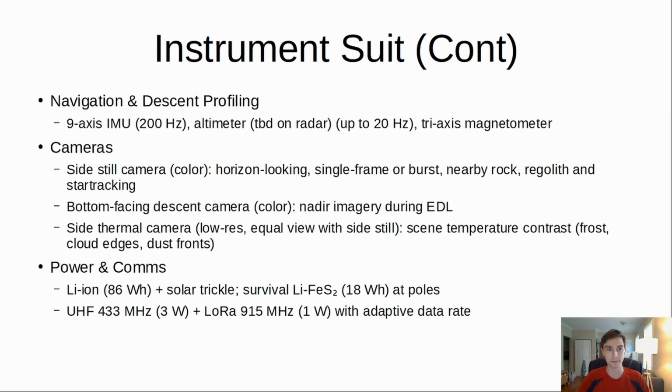So, navigation and descent profiling. We'll have a 6-axis IMU polling at 200 hertz, and an altimeter. Right now, I'm not quite positive on which way I want to approach. Part of me actually wants to do a pitot tube because they're highly reliable, but it would mean an entire system of a little heater and things like that. I could go radar, and I might end up going radar, but we'll see.